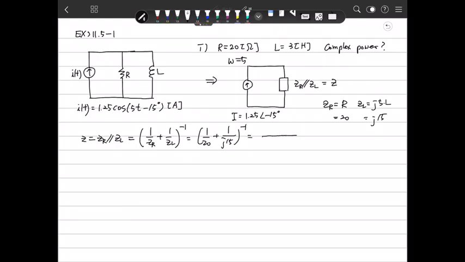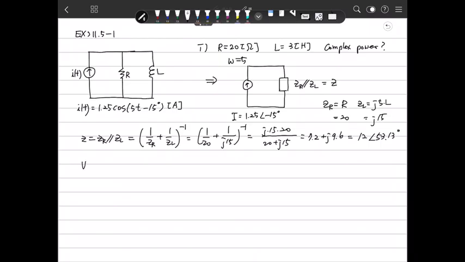And that will be 20 times j15 over 20 plus j15. You can calculate with the calculator, it is 7.2 plus j9.6. So you can represent it in the polar form as 12 and the phase angle is 53.13 degrees.